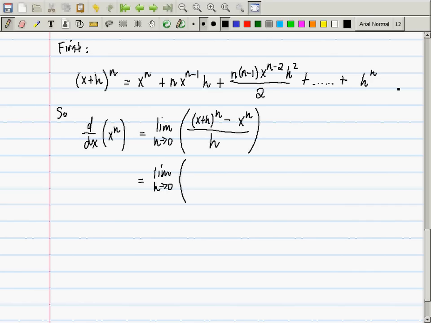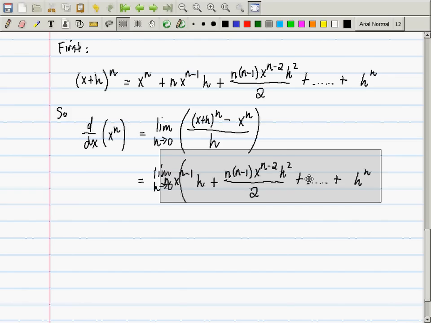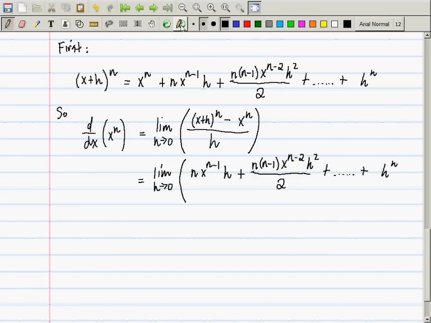If I take this line right here and subtract x to the n from it, what will the result be? Everything but the first term. So it's like I get everything but the first term. So let's see, can I do it? Let's do it. Everything but the first term. So I get that. Isn't that neat? That's great. And then all of that is divided by h.